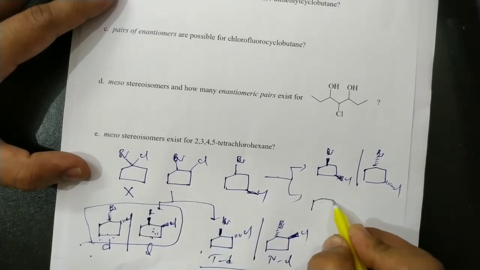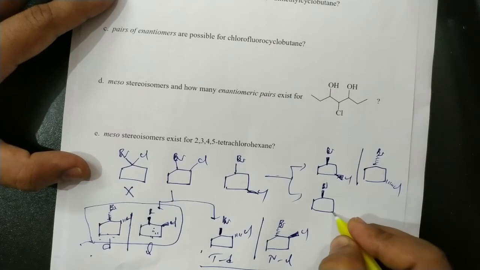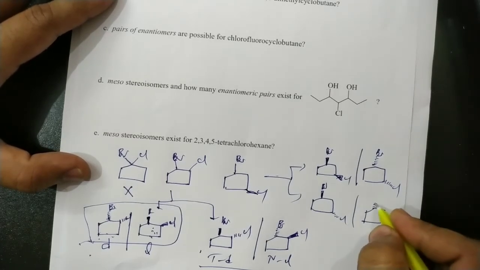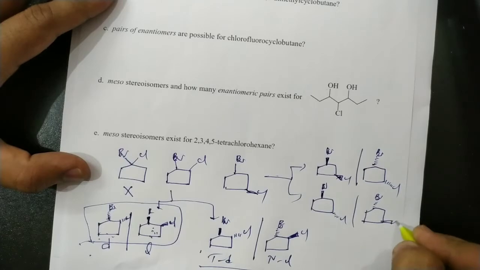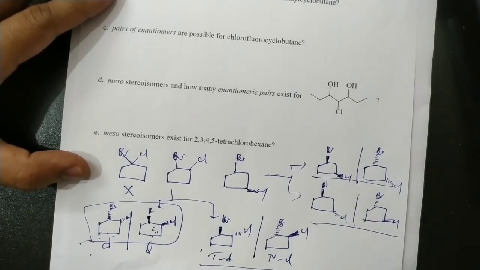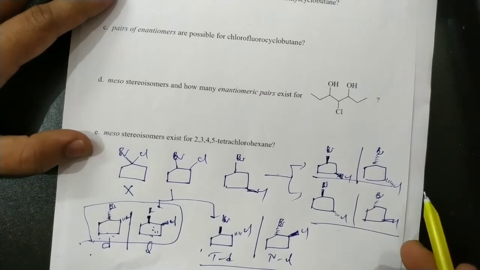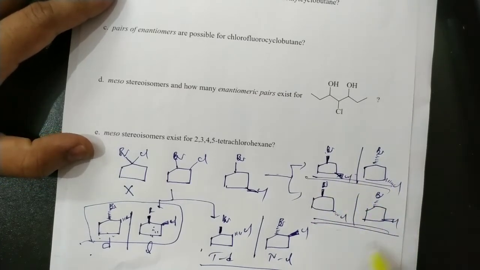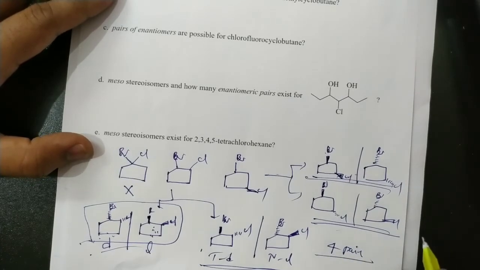And here we can have the trans isomer also. Here bromine above the plane, here chlorine below the plane. It's a mirror image, a bromine below the plane and this chlorine above the plane. Okay, so it is one enantiomeric pair because these compounds do not have a plane of symmetry, because different groups actually. So here 1, 2, 3, 4, totally 4 enantiomeric pairs are possible. Okay, for the bromochlorocyclopentane. Okay, that's it.